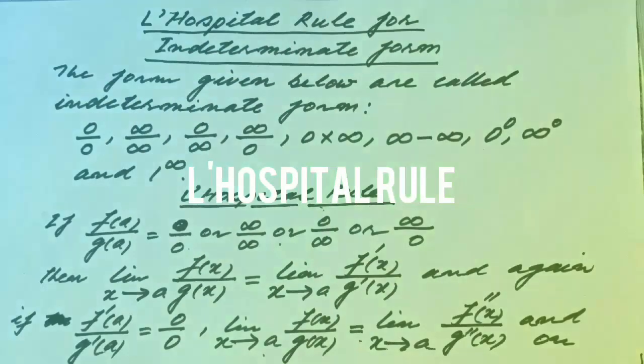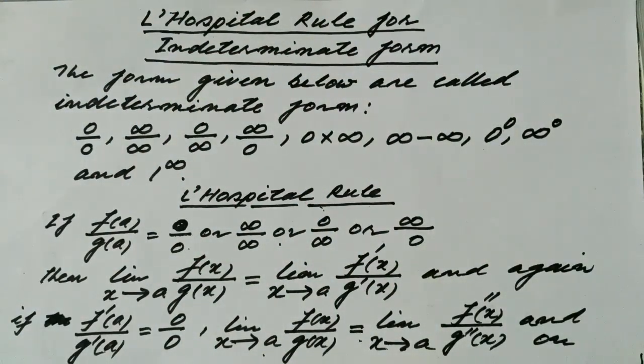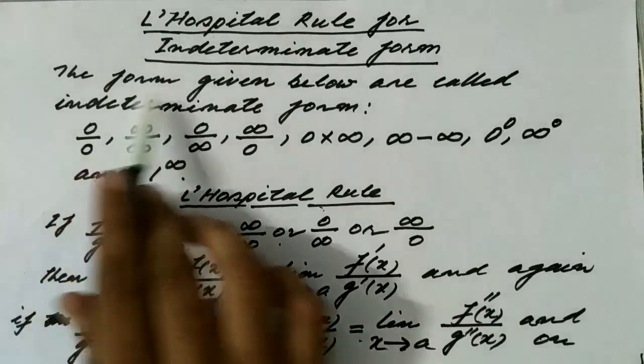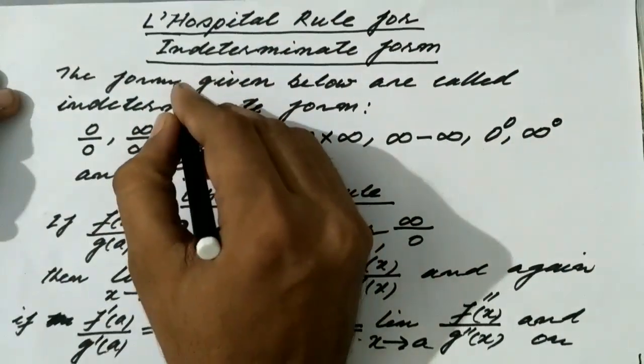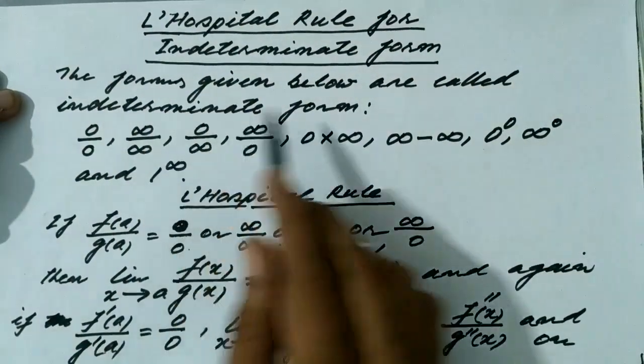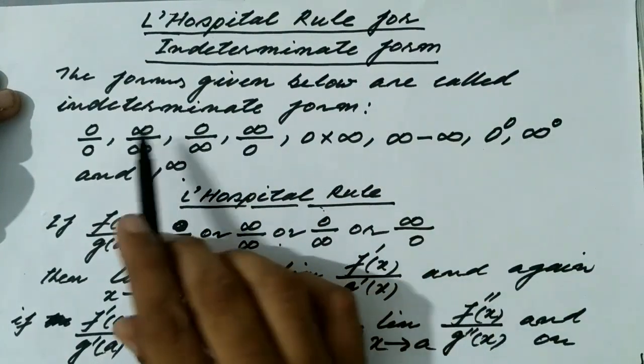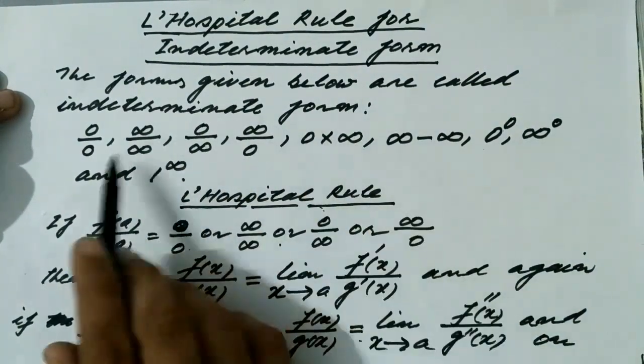Today we are going to discuss a very important rule to evaluate indeterminate forms. So let us talk about indeterminate forms first. The forms given below are called indeterminate forms.